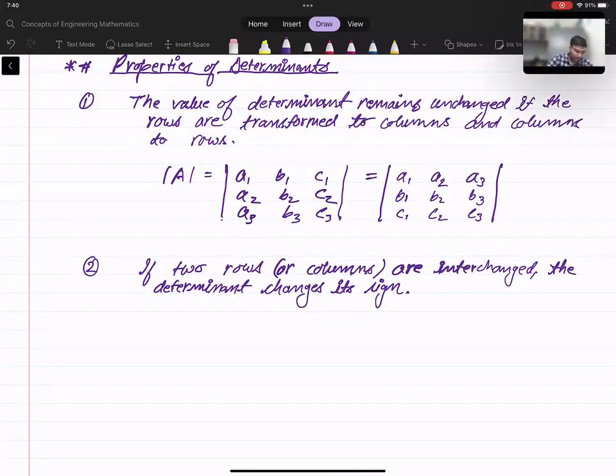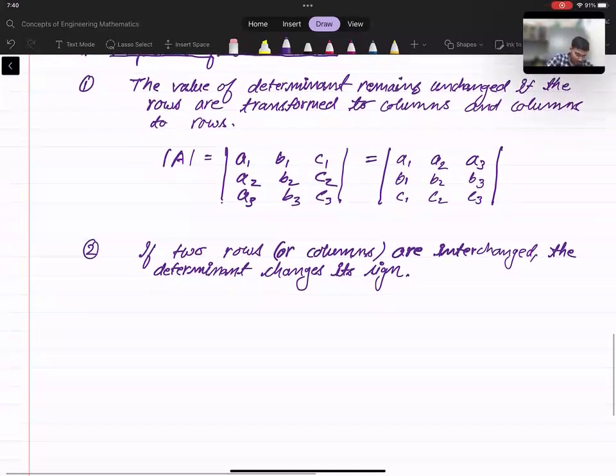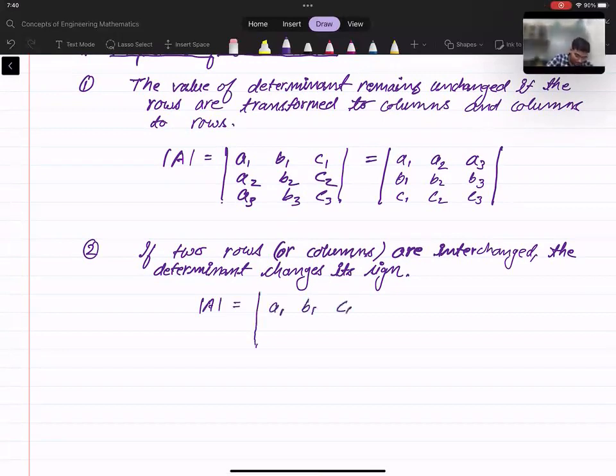So how does this happen? Say we had a determinant A, let us take the above example again. So A1, B1, C1, and say this is A2, B2, C2, and this is A3, B3, C3. And suppose we interchange the first and second rows with each other. Okay, so in that case, the value will be now.